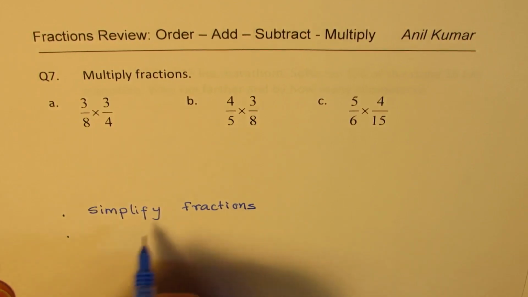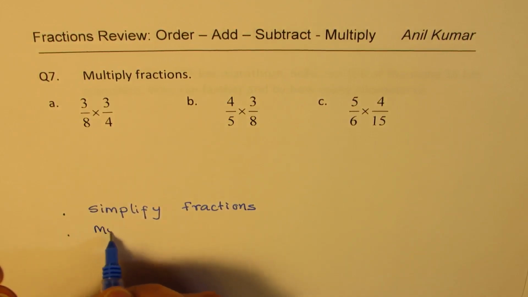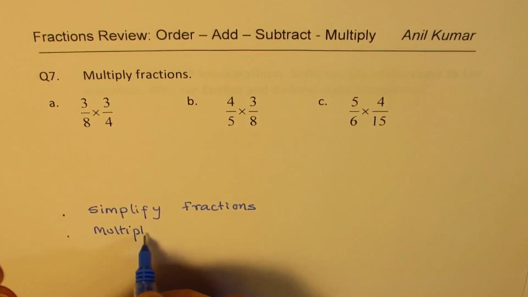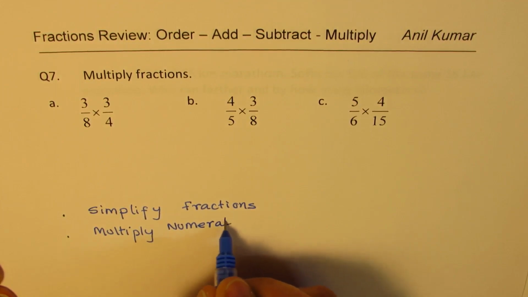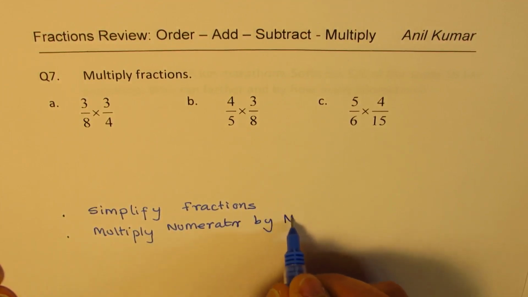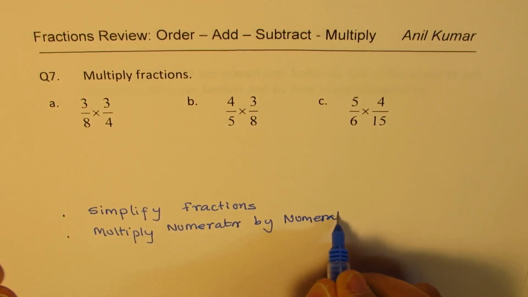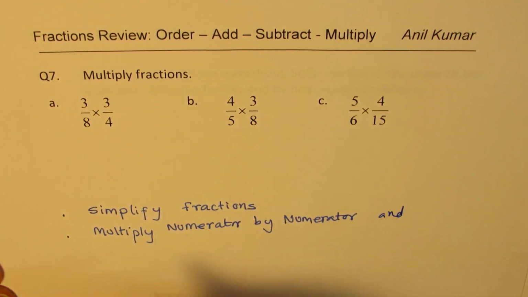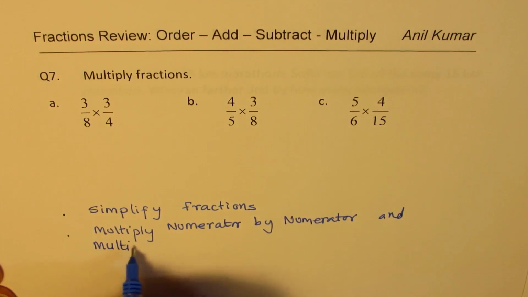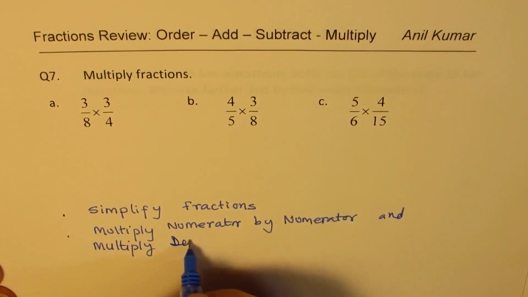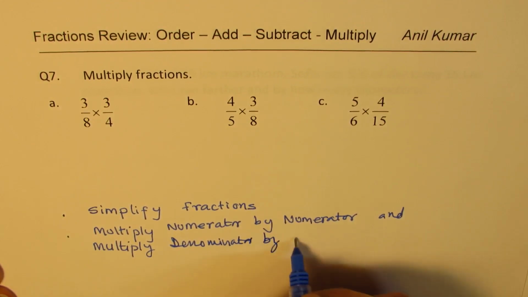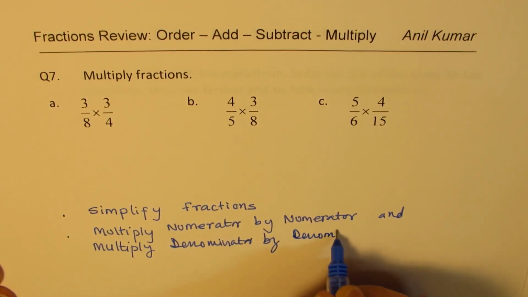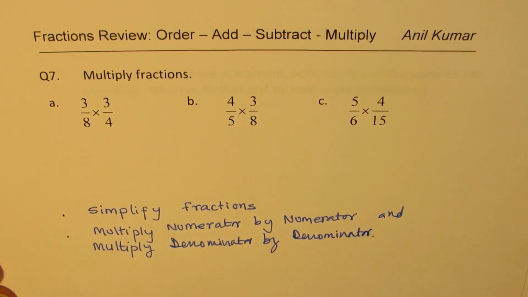Right? And the second will be multiply numerators by numerator and multiply denominator by denominator. Clear? Now first step may not be required many times.